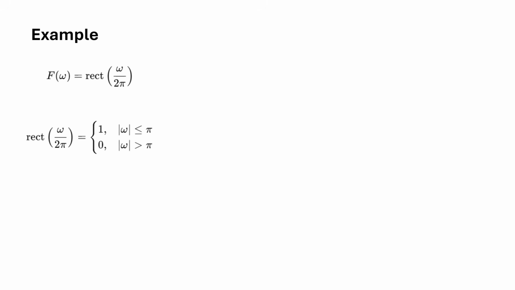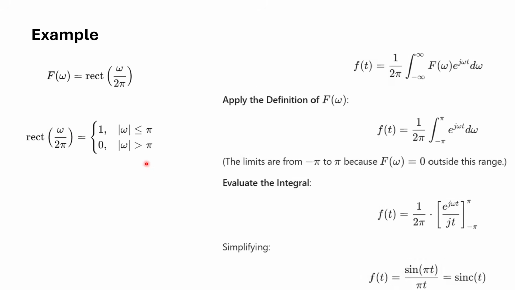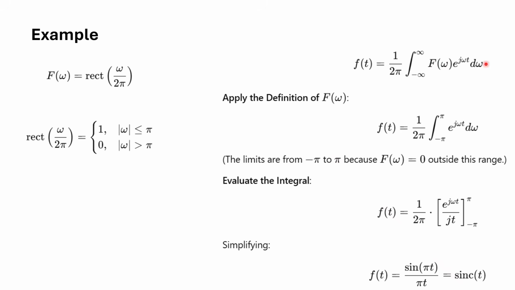Okay, so an example is here. Suppose F of omega is equal to a rectangular function, omega by 2 pi. Rectangular function means it is 1 for omega less than or equal to pi and 0 otherwise. So how can we convert back? We have to multiply F of omega by e to the power j omega t and integrate it over minus infinity to infinity, with 1 by 2 pi.